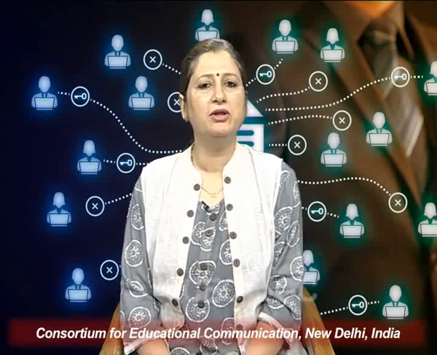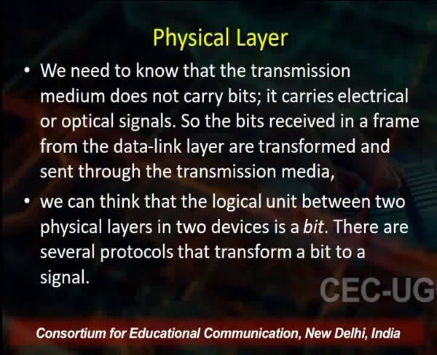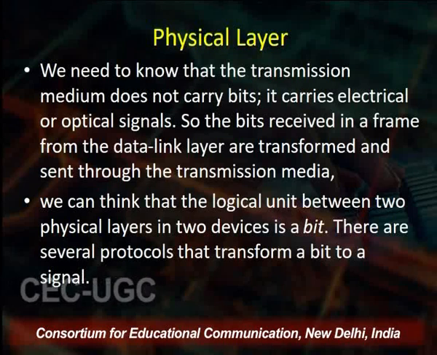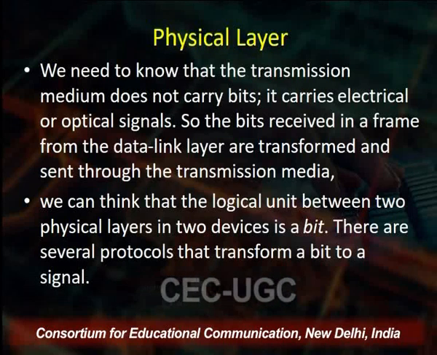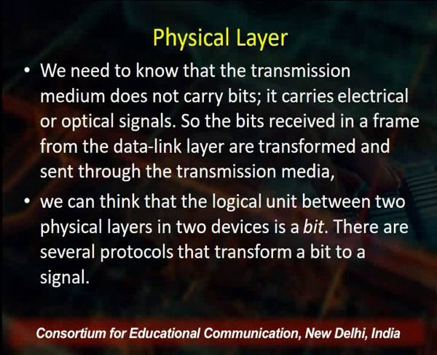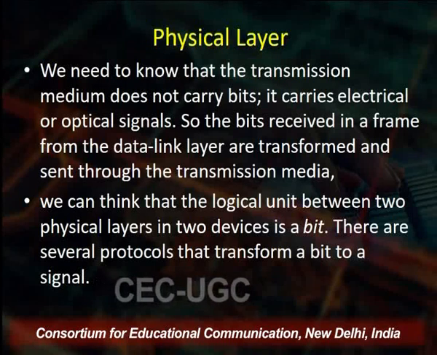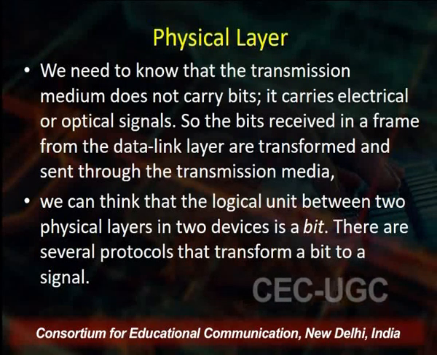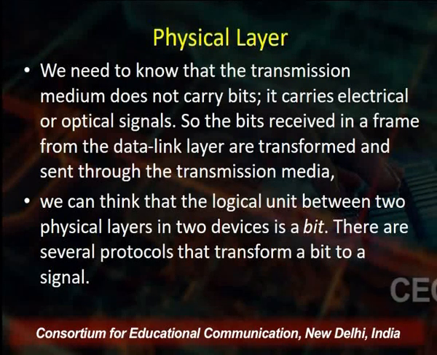Now we know that the transmission medium does not carry bits. All data communication is happening in the form of bits, and the transmission medium carries signals, whether it is an electric signal or an optical signal, depending on whatever transmission medium we are looking at, whether it is a wire or an optical fiber or whatever medium. So basically the bits which are received in a frame from the data link layer are transformed and sent through the transmission media.